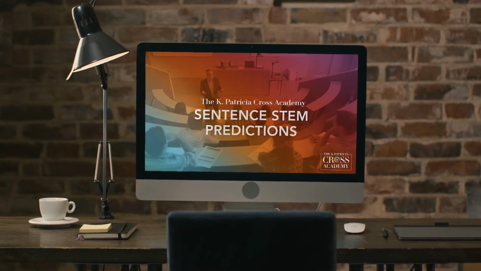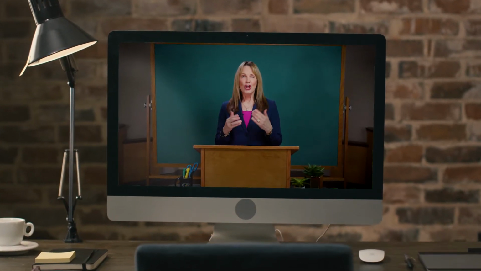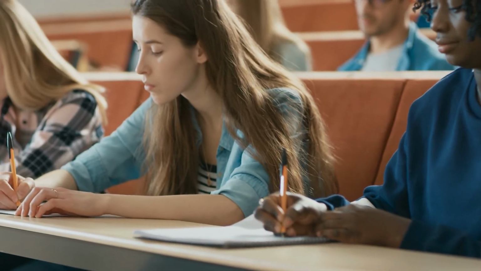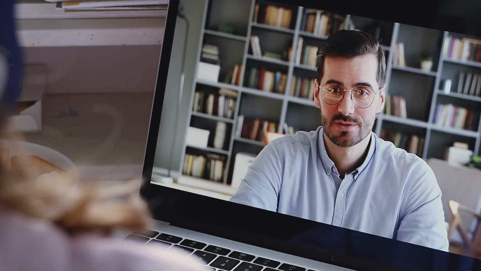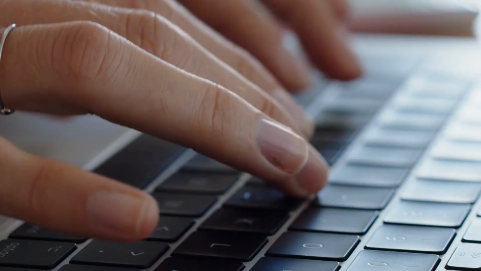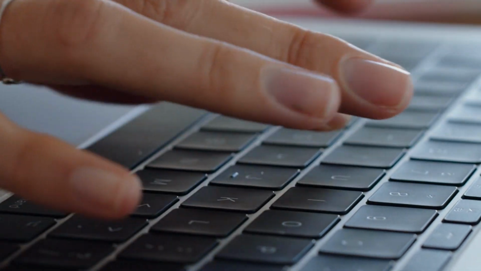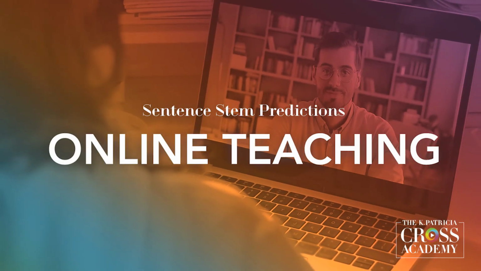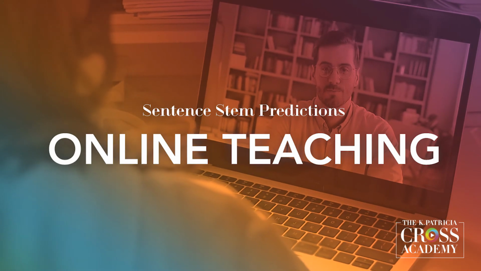As we shared in the main technique video, sentence stem predictions are an effective way to help students connect what they are about to learn in a lecture with prior knowledge. In this activity, students prepare for an upcoming lecture by making predictions following a partial sentence prompt. Here is how you can implement sentence stem prediction in your online course.